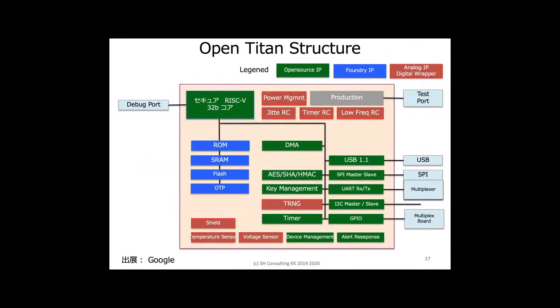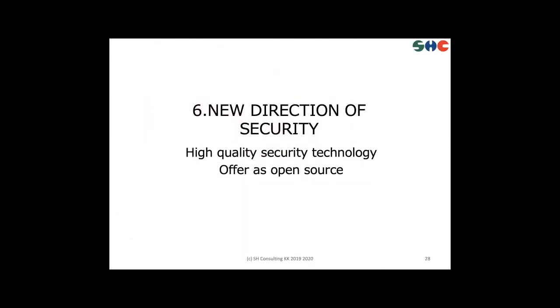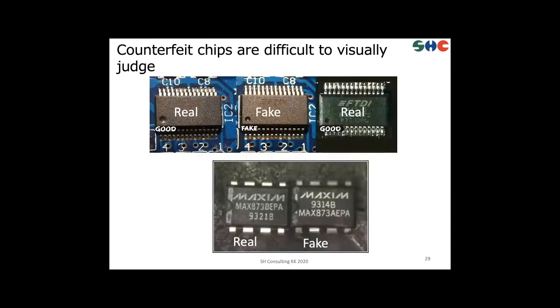Then Google started OpenTitan, which is essentially a root of trust. So you have a TrustZone type of technology, and in the case of ARM, there's also CryptoCell technology that is very similar to root of trust technology. So we are looking at a new direction of security as a high quality security technology.